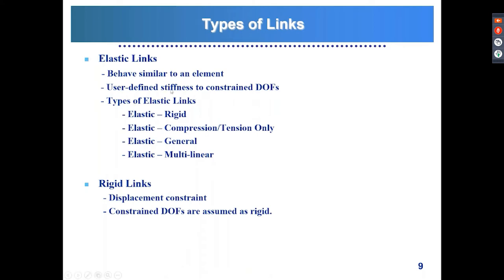So as far as elastic links go, you have different types. You could have a rigid elastic link, a compression or tension only link, a general link, or multilinear. I want to make the distinction that a rigid elastic link is not to be confused with a rigid link. In some applications, you may use one or the other and end up getting the same results, but the way the formulation works and the way the software looks at it is completely different.